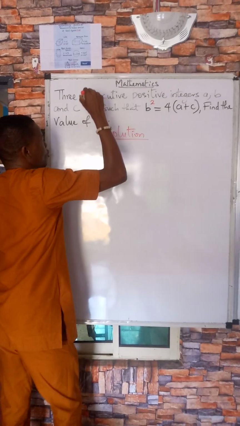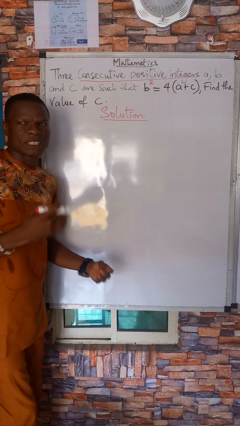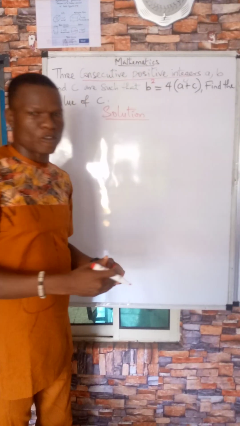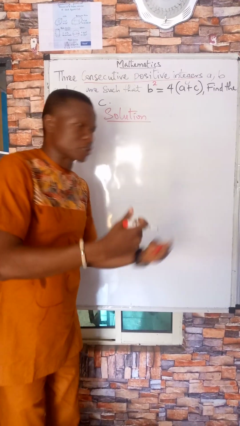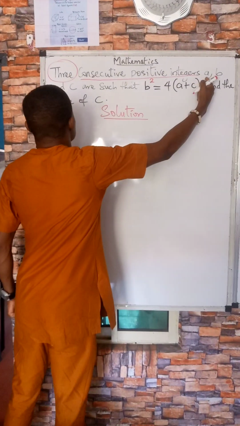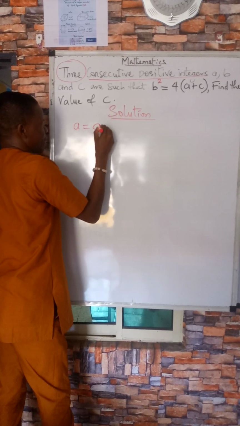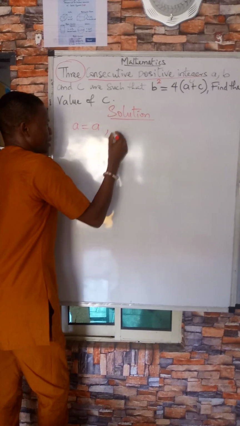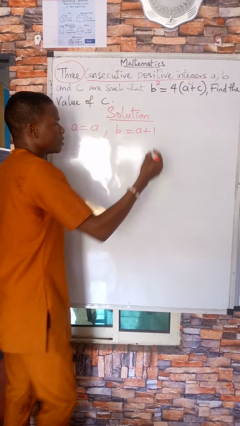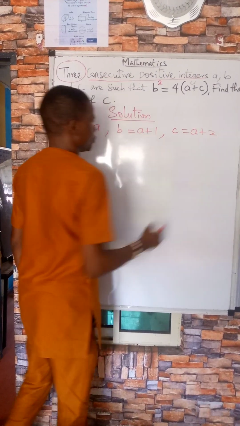Since they said consecutive positive integers, let's take note of that. Consecutive positive integer means after the very first positive number, the next positive number, and the next positive number continues like that. But this time we should take note of 3 of them. So let's take a to be equal to a, that's the very first integer. The second one, b, is equal to a plus 1, that's the very next integer. And the third one is c, a plus 2.